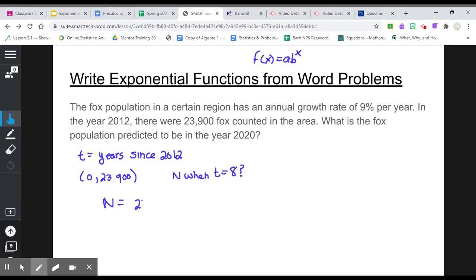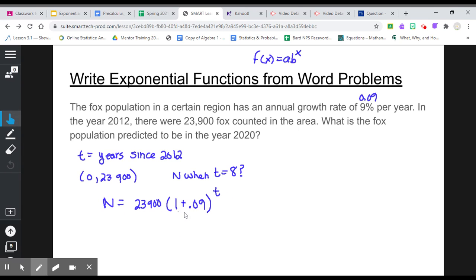So it's 23900 times, and our constant ratio is the growth rate of 9% per year. Whenever you have percentages, you'll take 1 and add to it the decimal form of the percentage. So 9% in decimal form is 0.09. So 1 plus 0.09, or you could just put 1.09 raised to the t power.